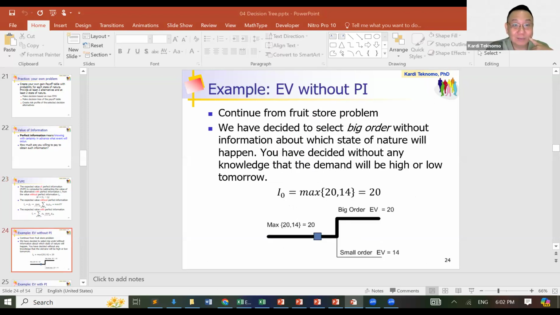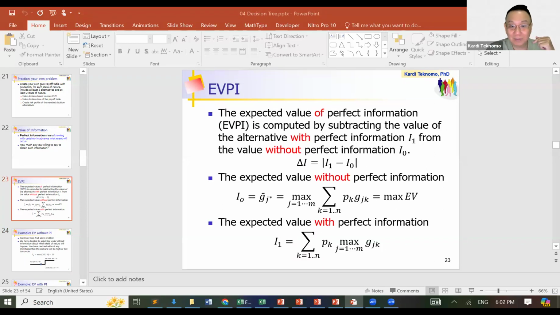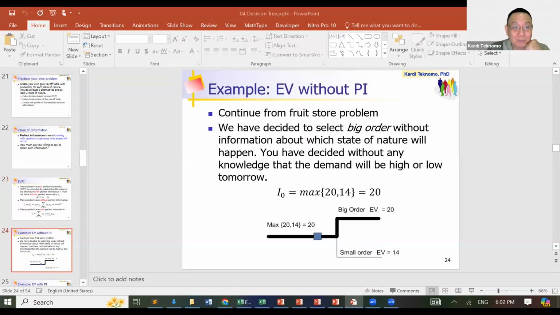So let's compute I0 without perfect information. From the first problem earlier, we know the decision is a big order, right? The EV is 20. So I0 is that one, the maximum between 20 and 14, which is 20. So we know I0 is 20. We have decided to pick a big order without information about which state of nature will happen.